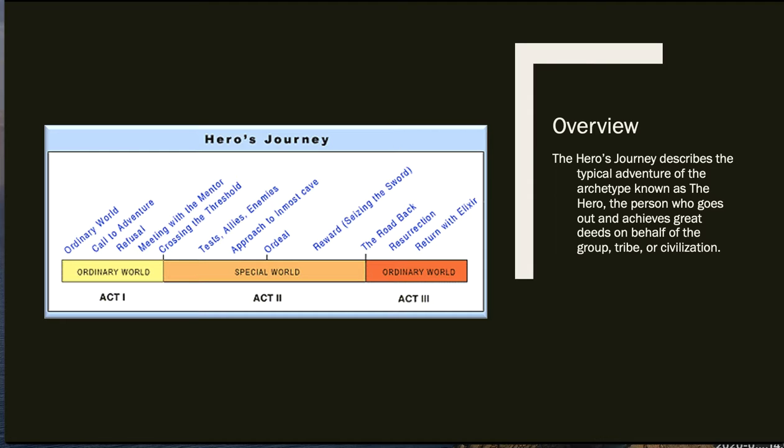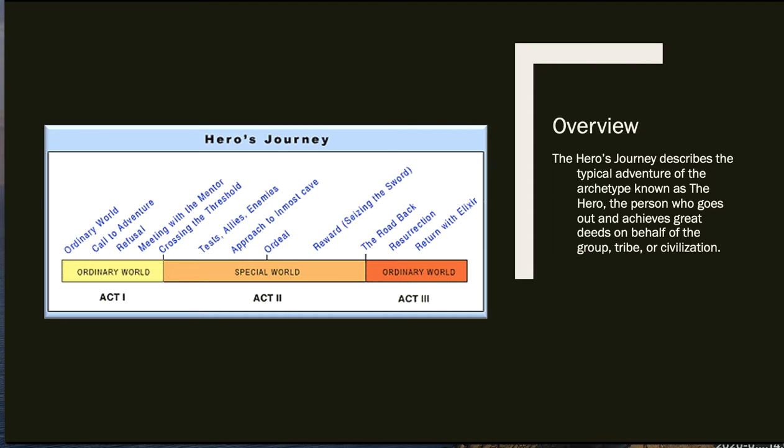In the special world is where we have Act 2. This is the try-fail cycle I've talked about several times. They call it test, allies, and enemies, approach to the inmost cave, the ordeal, the reward, and the road back. And somewhere around the time for the road back, this is when we have the second turning point. The first turning point was crossing the threshold right here, but the second turning point is the road back, at which point your hero is headed back to the ordinary world, the resurrection, and the return with the elixir.